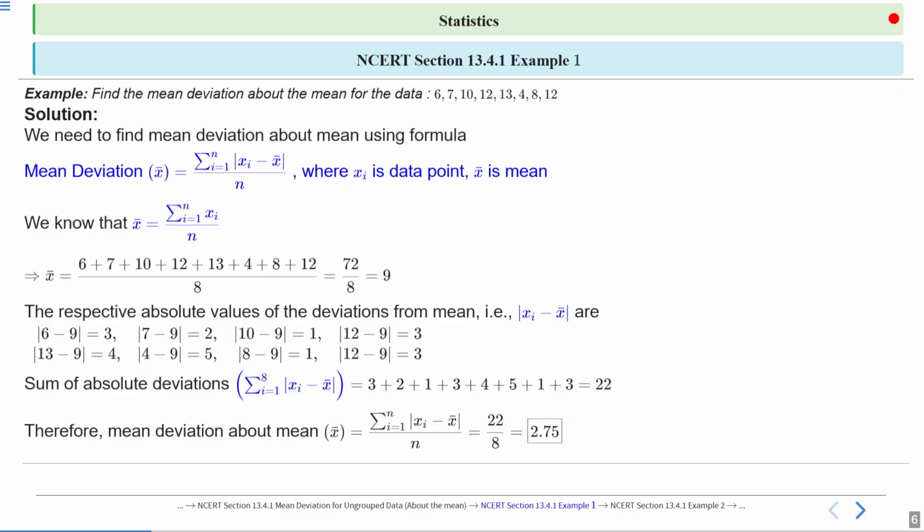So finally, the mean deviation about the mean, that is mean deviation about x bar, equal to summation i equal to 1 to n mod value of xi minus x bar upon n, is equal to 22 upon 8. And if we calculate further, you will get 2.75. So the mean deviation about the mean is 2.75, and this is our final answer. I hope this example is clear to all of you.